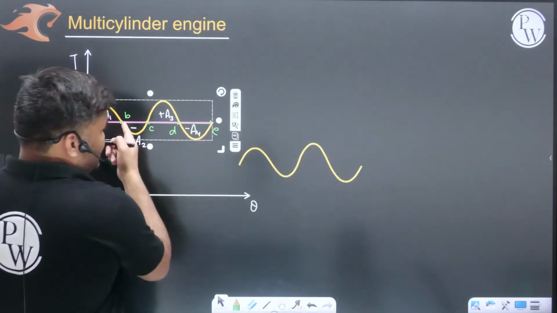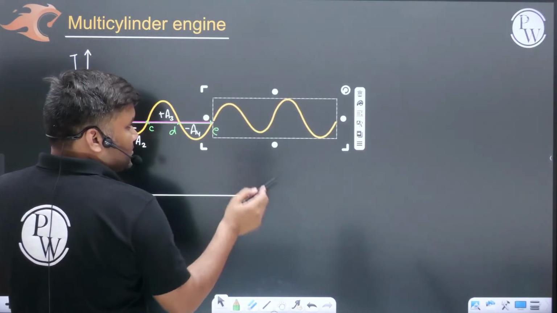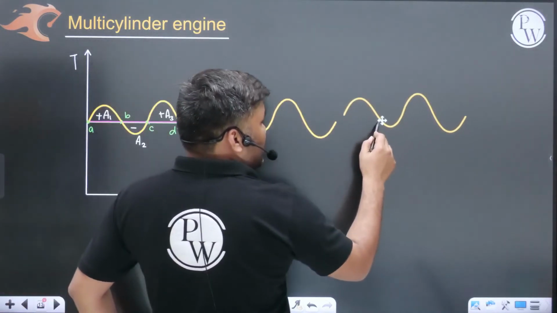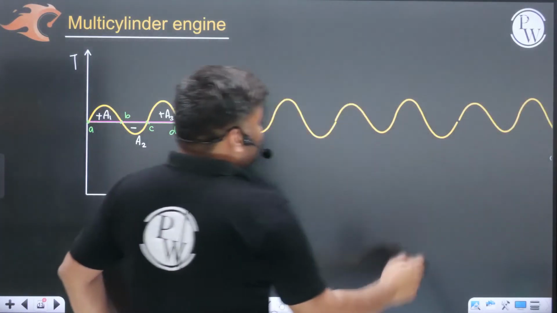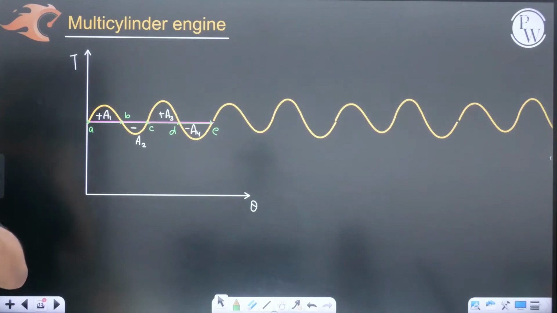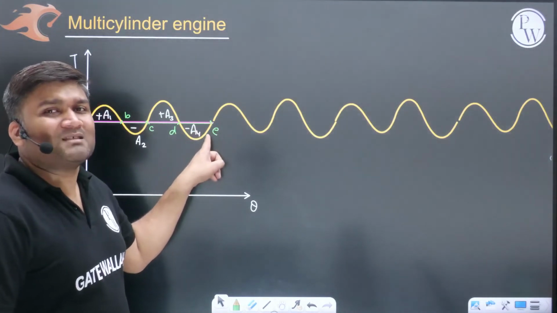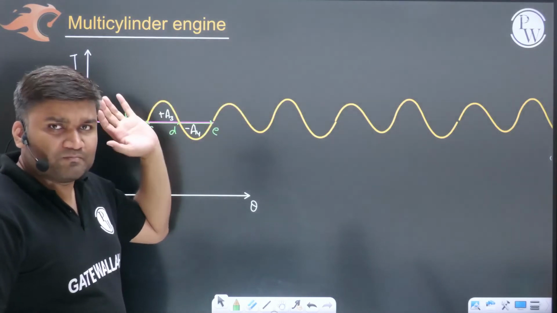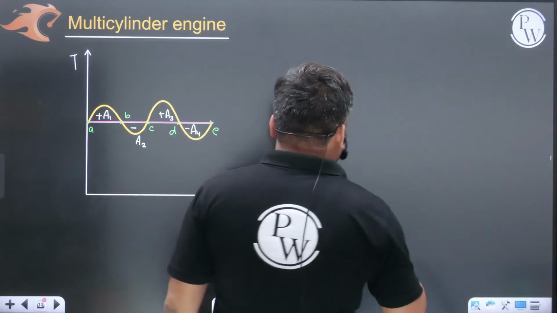The same cycle which I have drawn will be started again here. Getting a point? This is how things are going to work. Whether you call it point E or not, the end of the cycle is the start of the new cycle. Simple thing. Okay?